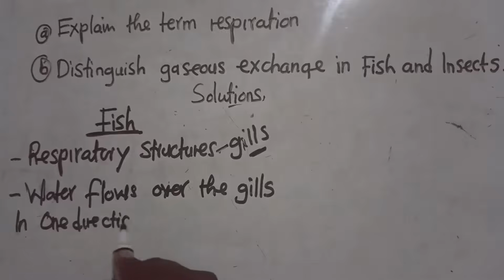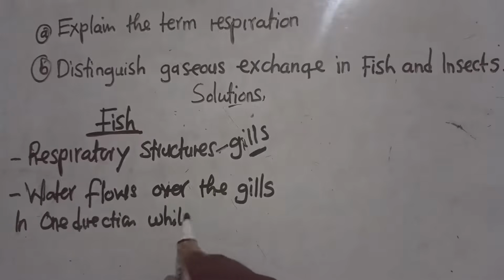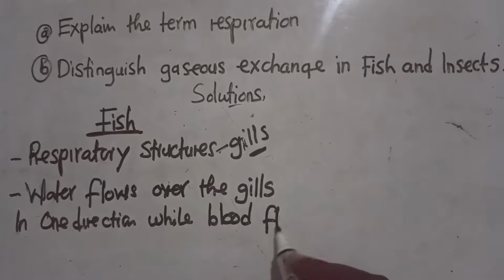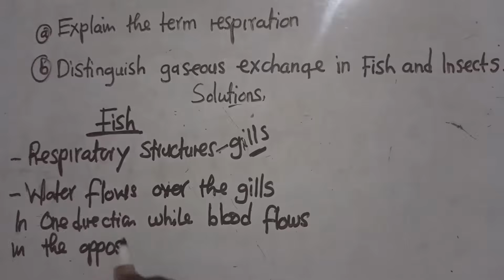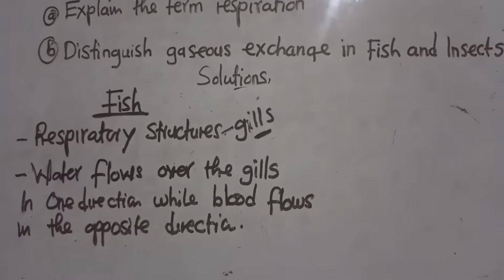Blood flows in the opposite direction. So blood flows in the opposite direction. You also need to understand that fish extract oxygen from water, which has a lower oxygen concentration compared to air. So these three points are very cardinal even in an exam.